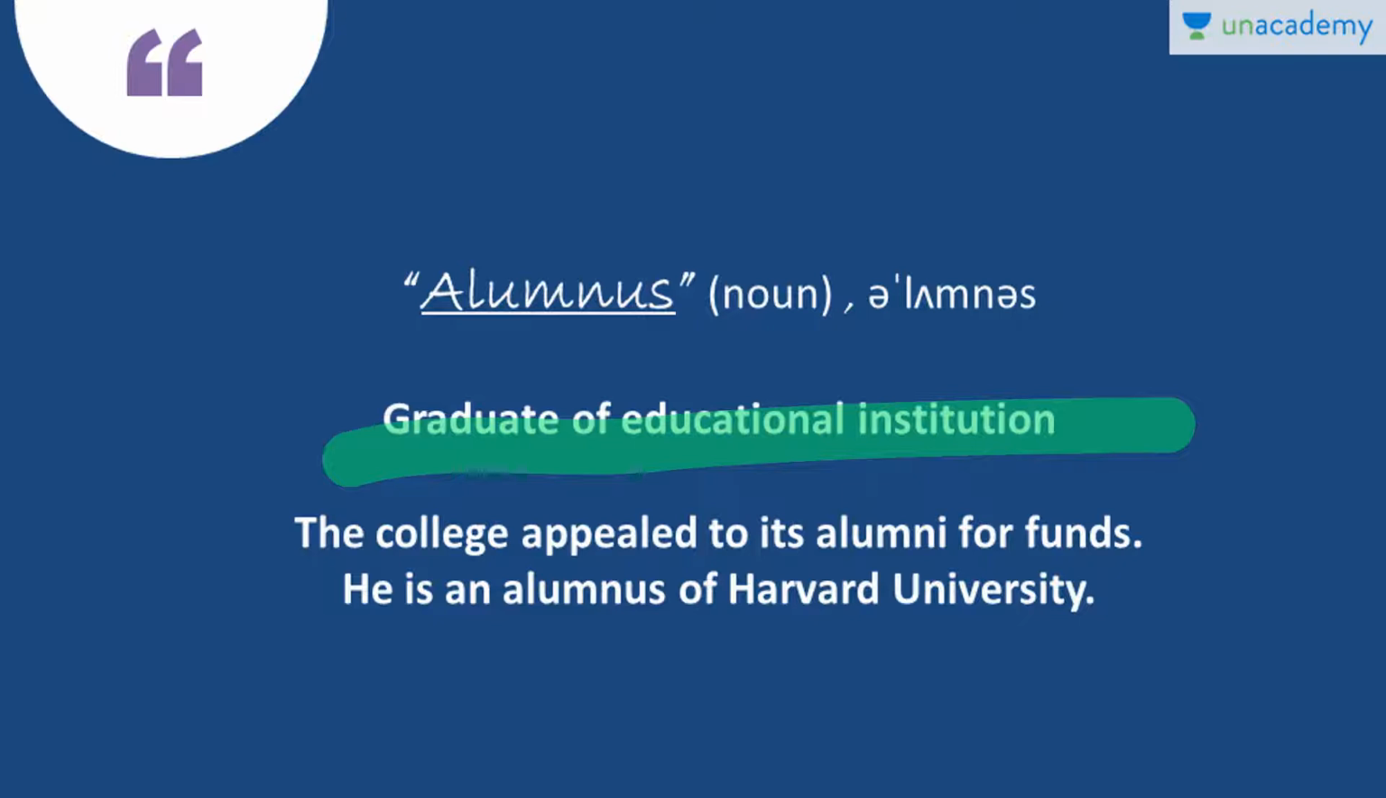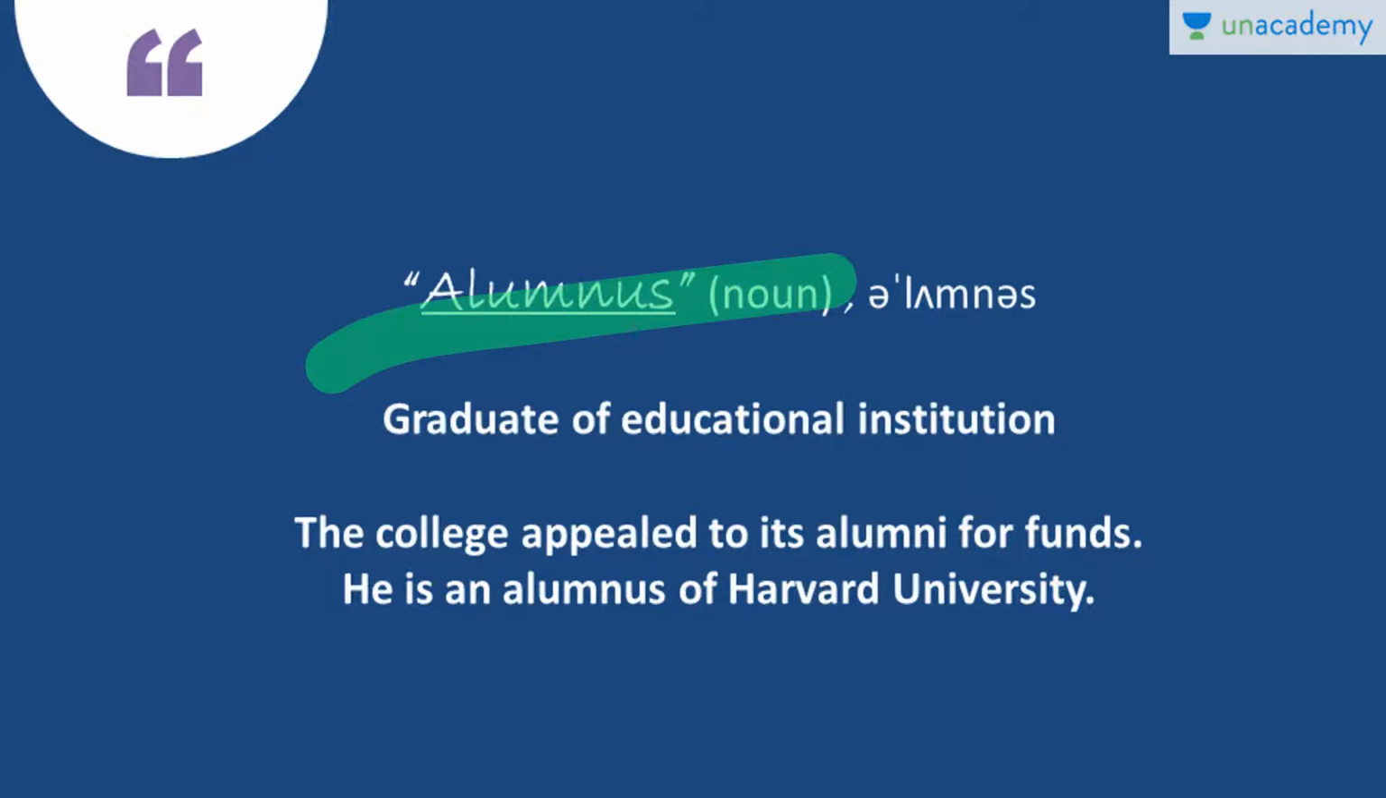One more thing is there. If I talk about one student, one graduate, then this will be alumnus. Now if I talk about more than one student who have passed out from one university, then I would say alumni. The plural form would be alumni. This is the singular form: if I'm talking about one student, that is alumnus. If I'm talking about more than one student, then it would be alumni.